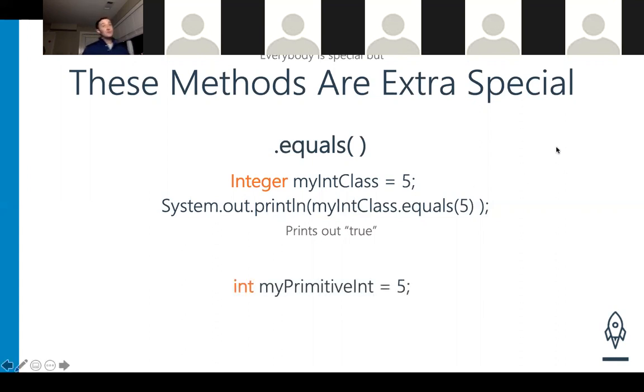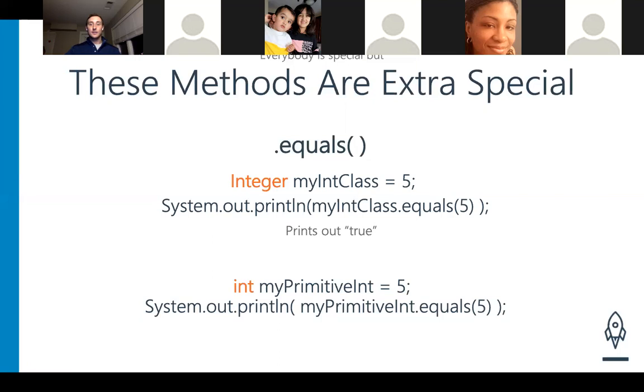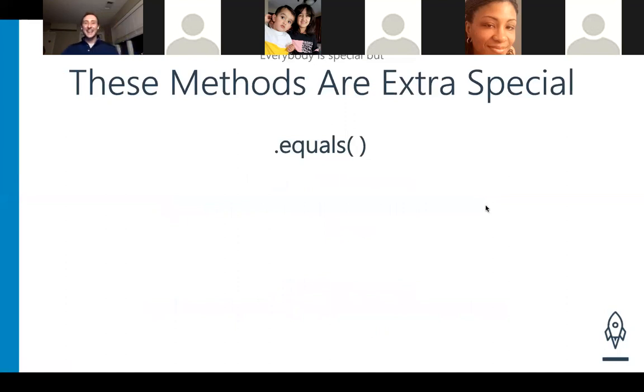Looking at my primitive int equal to 5, just like what we saw in string, what's going to happen here? False. That's the error. That's the error. Exactly. Very good. We still cannot do this. Awesome. All right, so let's keep going.